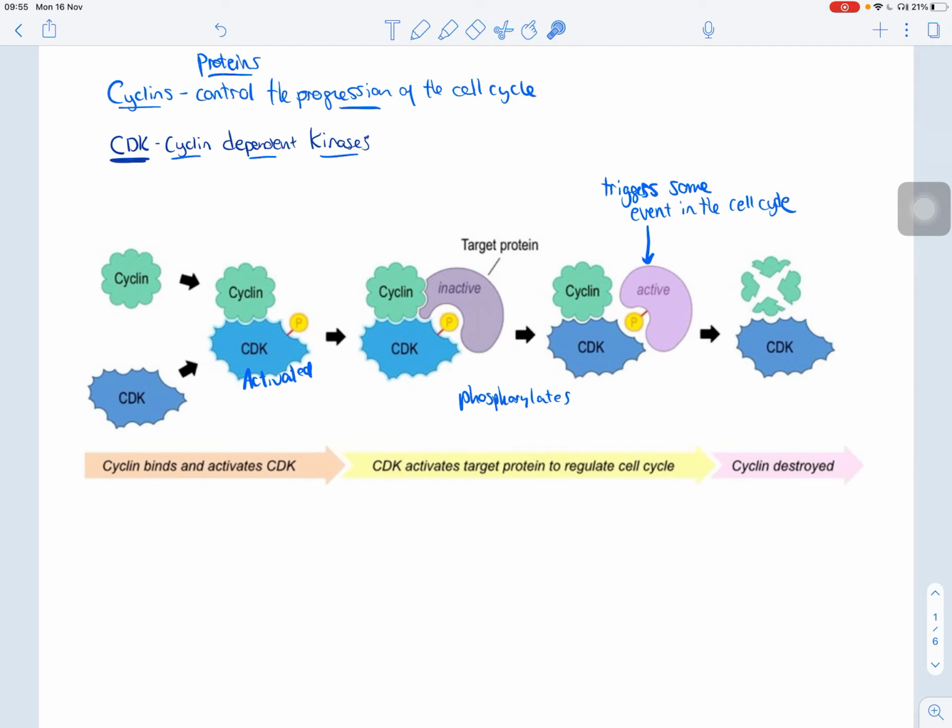Once that event is triggered, there's some kind of feedback loop which destroys that cyclin, and then that stops the cell cycle from going. But that generally happens afterwards.